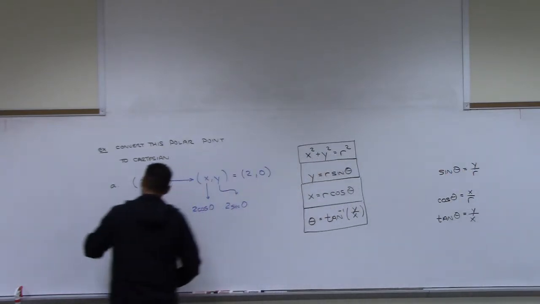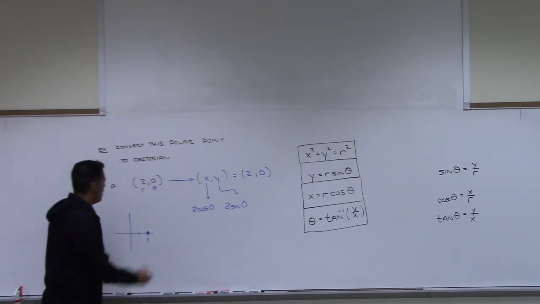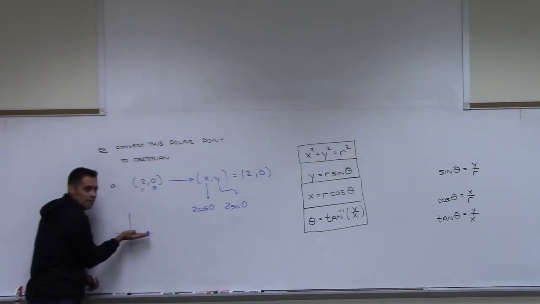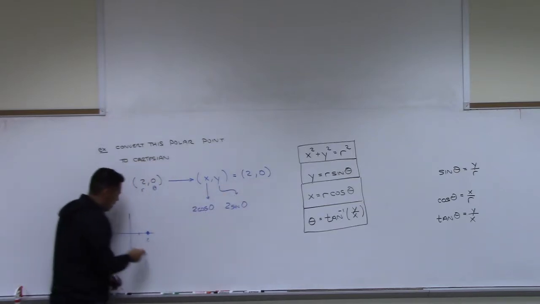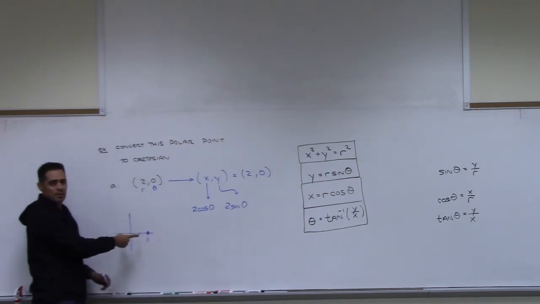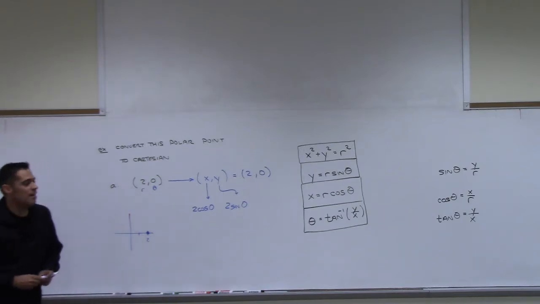If you go back and you look at the picture that we have here for that point, polar says, don't turn, right? And just walk out 2. And this one in Cartesian says what? Walk out 2 and then don't go up and down. And you happen to get to the same point. So that one was kind of bad. Let's look at the next one though.